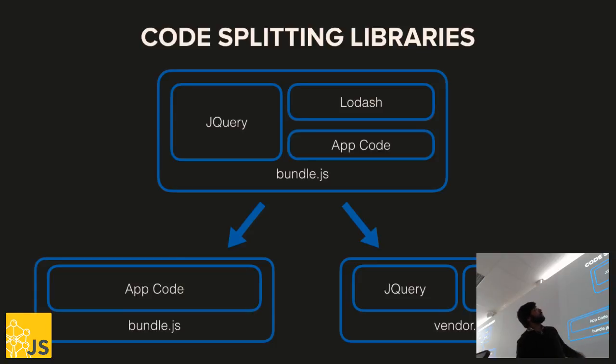So you can split separate libraries as well. So in this case, we have a bundle with jQuery and Lodash as a dependency, along with the app code, of course. Now in this typical scenario, we would want to separate out the vendor code in a separate bundle, perhaps. So we could have a bundle.js specifically for our app code, and perhaps a vendor.js for our vendor scripts, jQuery and Lodash. So you can code split libraries as well using Webpack.